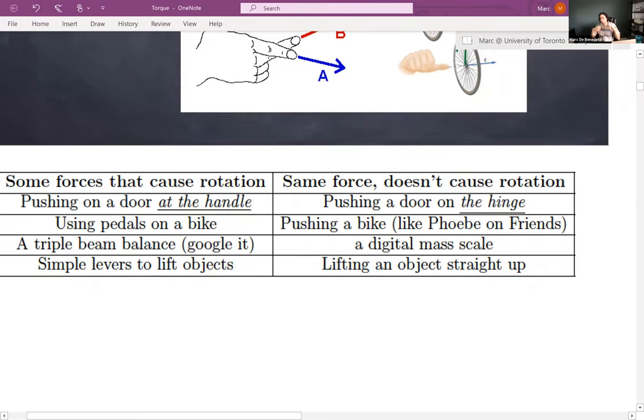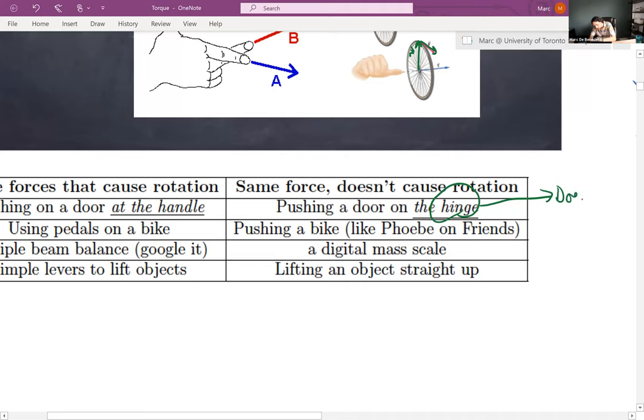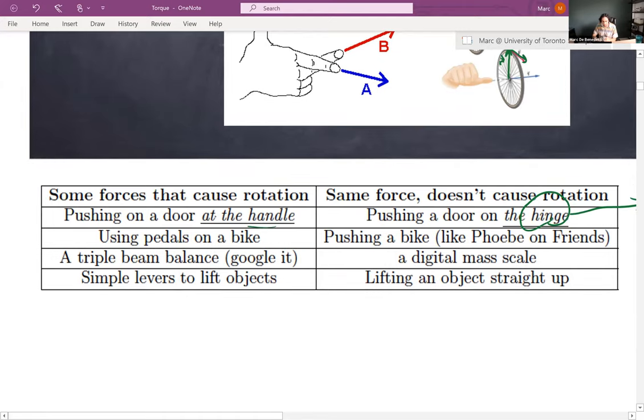So torque is a numerical value that indicates how much the force wants to cause rotation. A force being applied at the hinge does not want to cause rotation. Thus, the value of torque will be low, or in this case, zero. However, applying the exact same magnitude of force at the handle does want to cause rotation. So the value of the corresponding torque will be large. So the same magnitude of force can easily cause different amounts of torque. It's a function of where you apply the force that will govern how much rotation results.